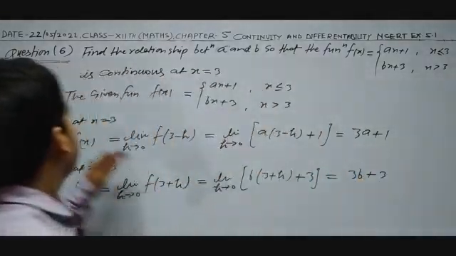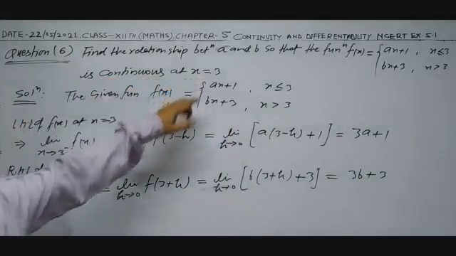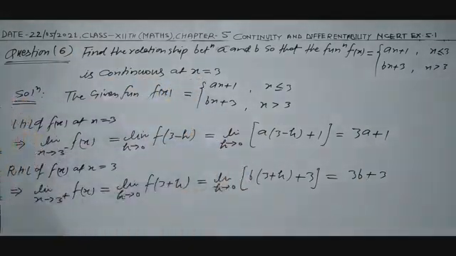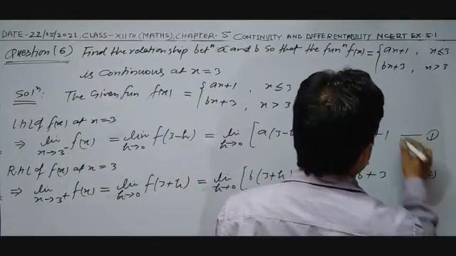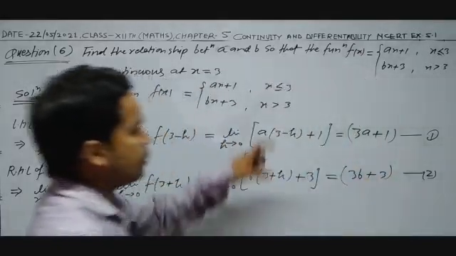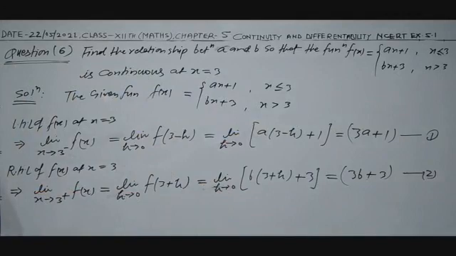According to the question, the function is continuous at x is equal to 3, so the left hand limit will be equal to the right hand limit. So you can consider equation 1 and equation 2. From equations 1 and 2, the left hand limit will be equal to the right hand limit, so equate.